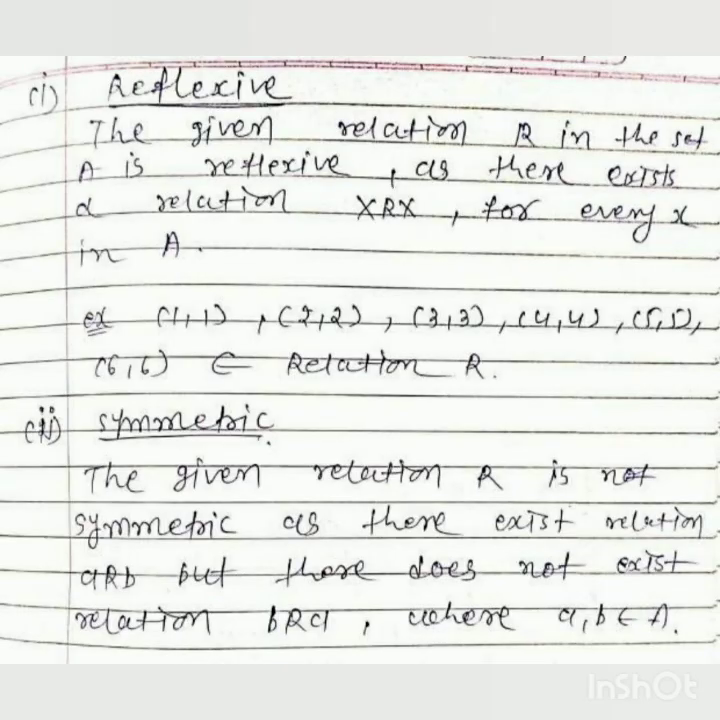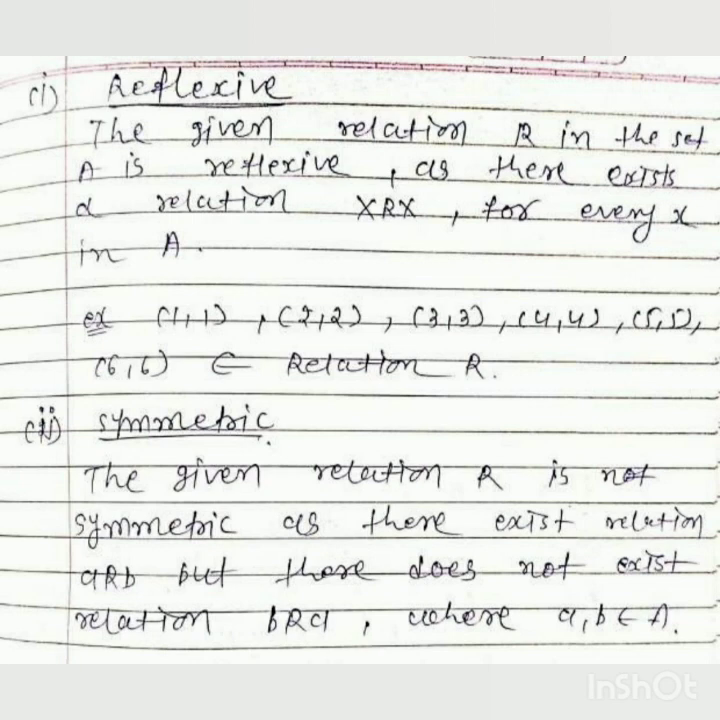So we will check one by one. Our original set A has the elements 1, 2, 3, 4, 5, 6. Just check in the set R: (1,1) is present, (2,2) is present, (3,3) is present, (4,4) is present, (5,5) is present, (6,6) is present. That means each and every element of set A is related with itself in the set R. So you can say the relation R is reflexive, because each and every element is related with itself in the given set.